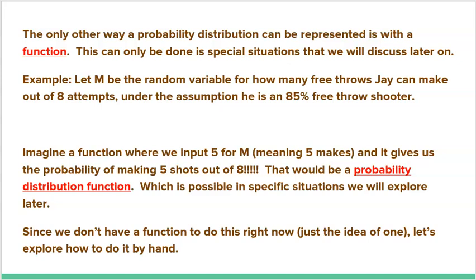Let's let M be the random variable for how many free throws J can make out of 8 shots. Now this is discrete because if he has 8 shots and I want to list how many different makes he could have, I could easily make that list. So the random variable M could be 0 shots, 1 shot, 2 shots, 3 shots, 4 shots, 5 shots, 6 makes, 7 makes, or maybe he makes all 8 of them. I could easily list all of the outcomes that are possible. He's got 8 attempts. How many can he make? Well, he can make none all the way up to 8.